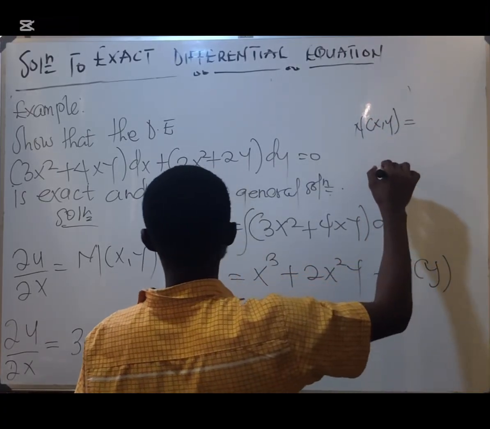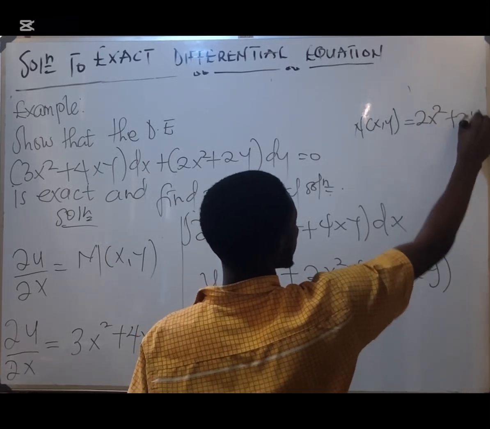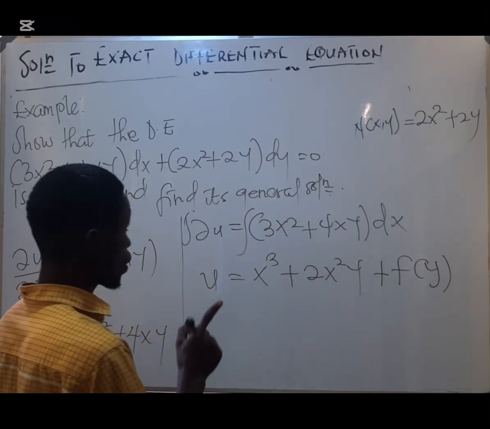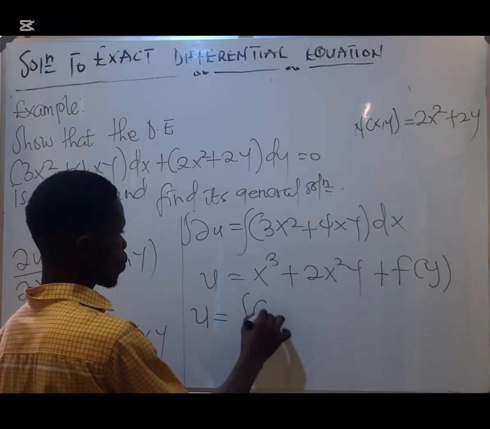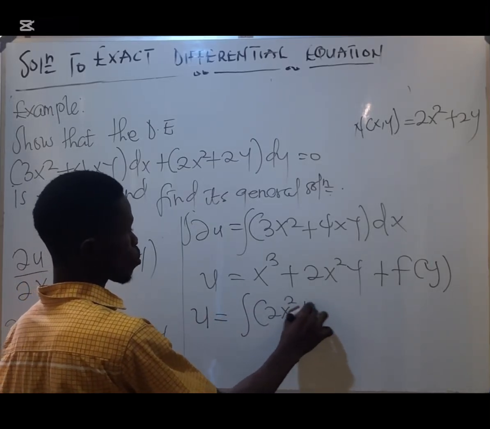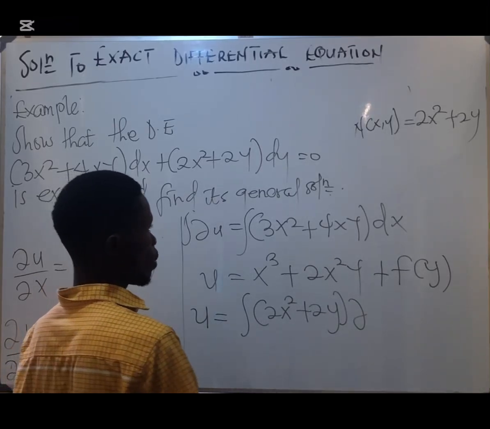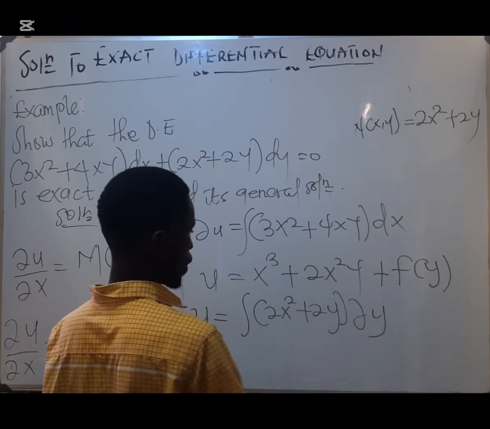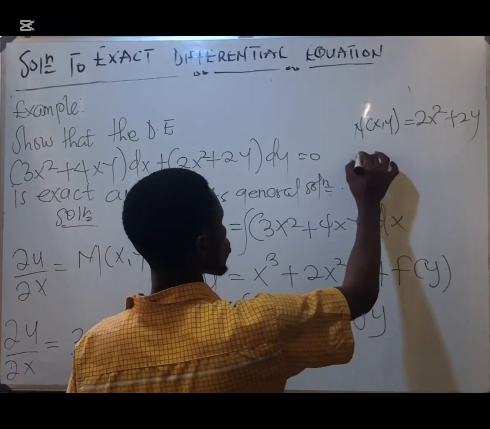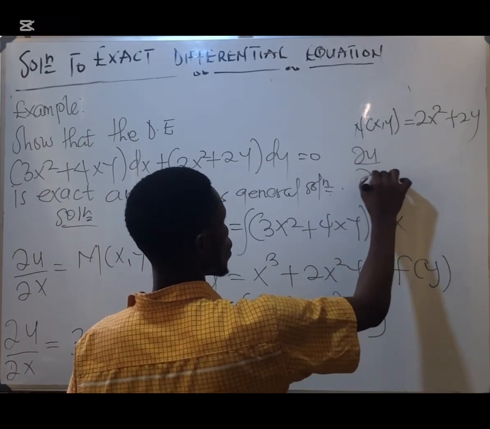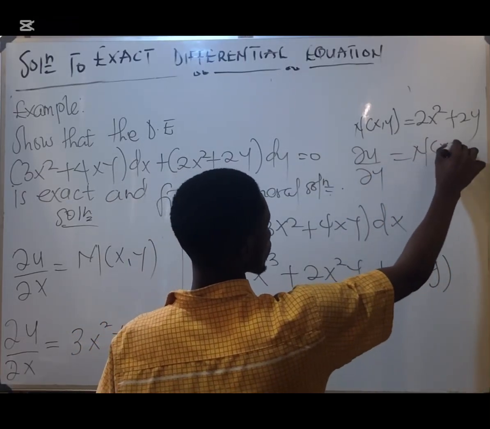Good. So looking at it directly, if I want to pick the N, we know that the N will be in terms of this one, 2x squared plus 2y, right? So if I'm doing it directly, I'll have u equal to the integral of 2x squared plus 2y. But this time it will be with respect to what? Y. Because N is always given as delta u/delta y equals N of x, y.